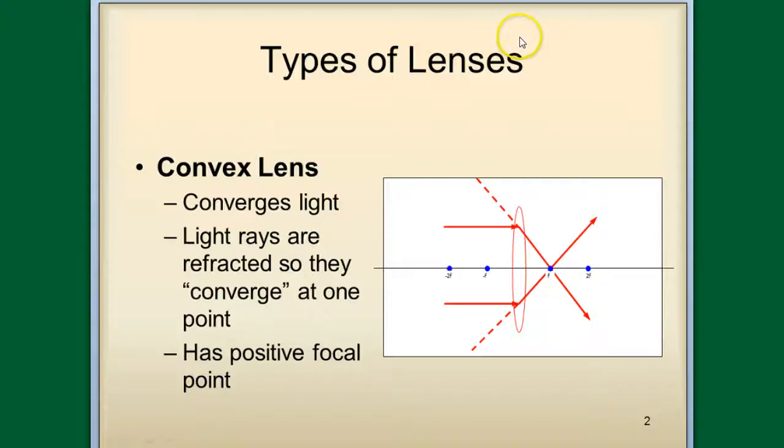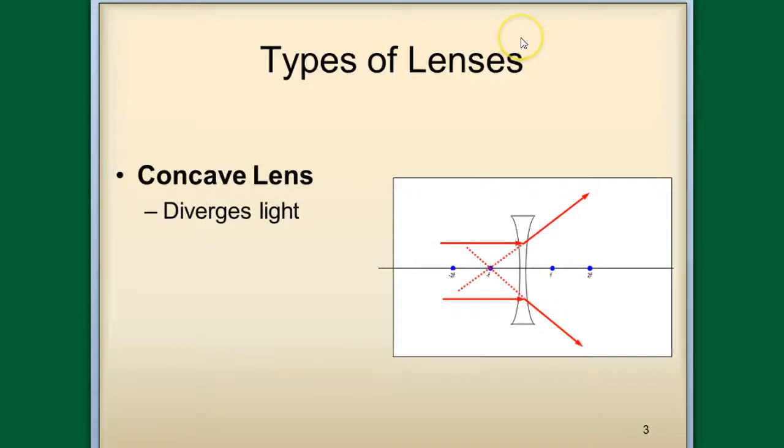We spend a lot of time on convex lenses because we use them more than we do concave lenses, but you need to know that a concave lens is also called a diverging lens. You might want to write that down, because it diverges light. The light rays come into the lens the same way as they did to the convex lens, but instead of coming down toward the focus, they go away from each other. The real rays diverge away from each other.